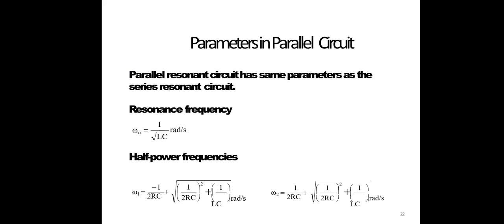So now, the parallel resonant circuit has the same parameters as the series resonant circuit, that is, the resonant frequency omega naught equal to 1 by root LC radians per second. And similarly the half power frequencies, omega 1 and omega 2, are related as minus 1 by 2RC plus root of 1 by 2RC whole square plus 1 by LC for omega 1, and for omega 2, 1 by 2RC plus root of 1 by 2RC whole square plus 1 by LC. These are the half power points of the parallel resonant circuit.